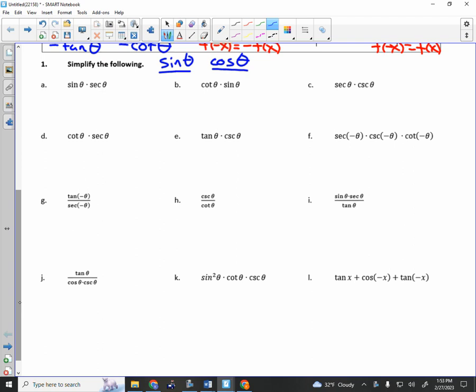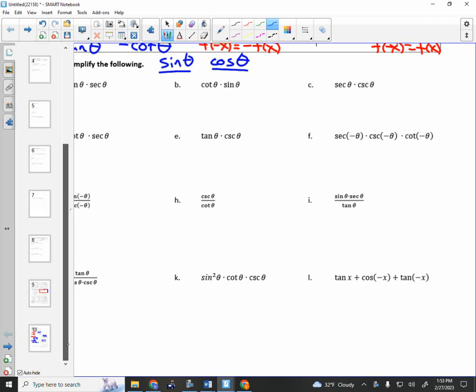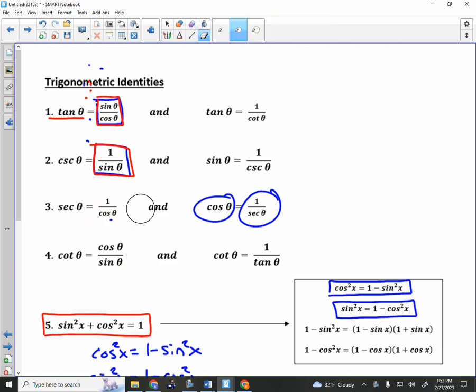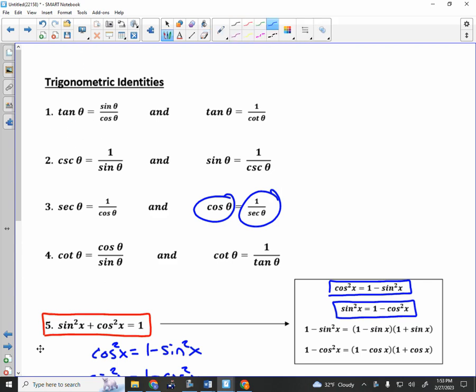And here's what I mean. If I look back to the last page, I see this thing sitting there. It says trigonometric identities. And these are things that you already know. You know that tangent is the same thing as sine divided by cosine, don't you? And you know that cosecant is 1 over sine. We've talked about that. And secant is 1 over cosine. And cotangent is cosine over sine. I give those to you.